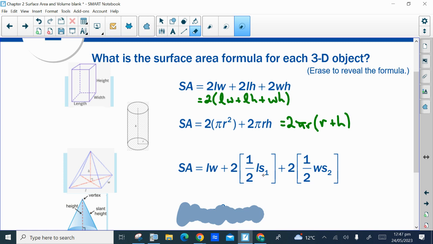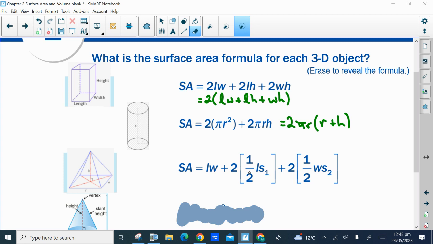And the 1/2 L times S1, well, that's from the formula for area of a triangle. Base times height divided by 2, or base times height times 1/2. The base of this is L, and S sub 1 would be the slant height. And then the left and right side have a base of W. There's 2 triangles, one on the left, one on the right. They both have a base of W and a slant height, which is slant height 2.